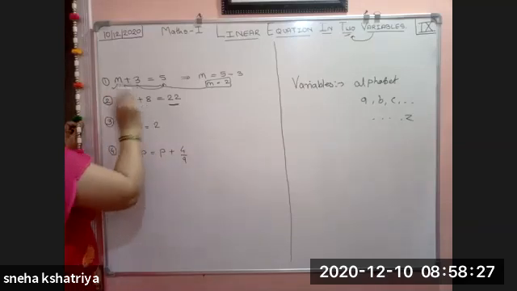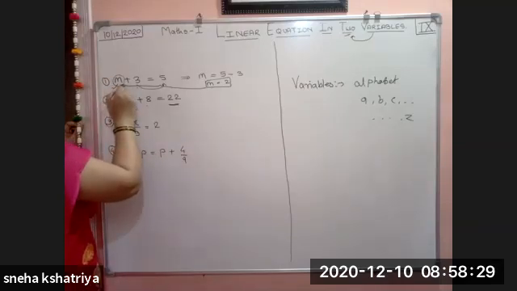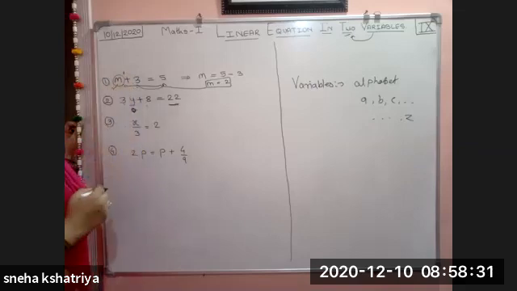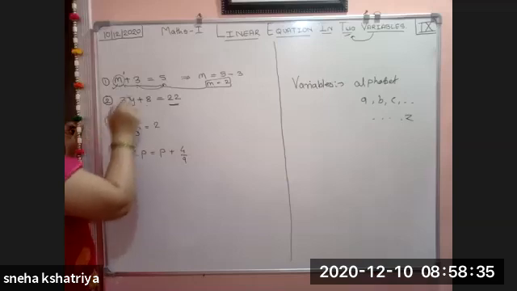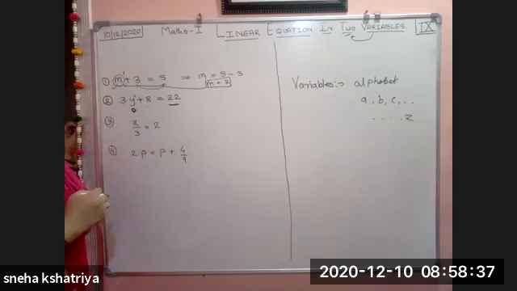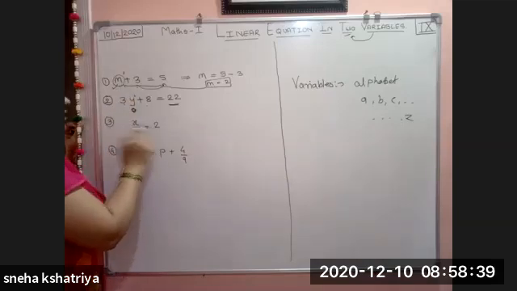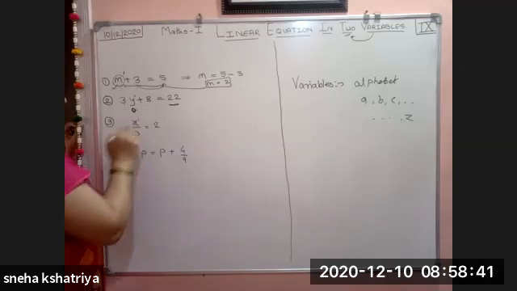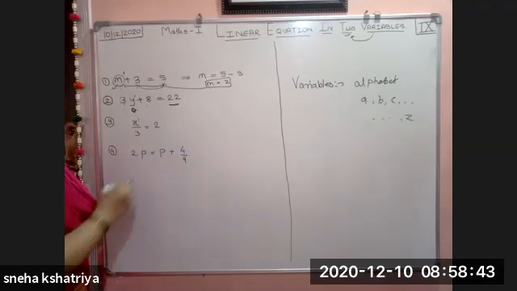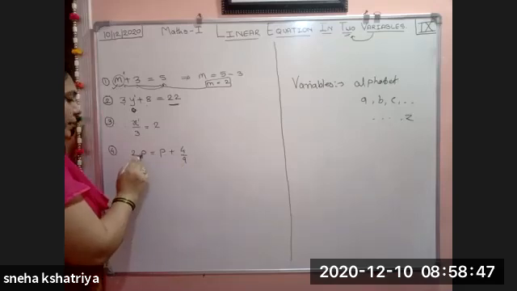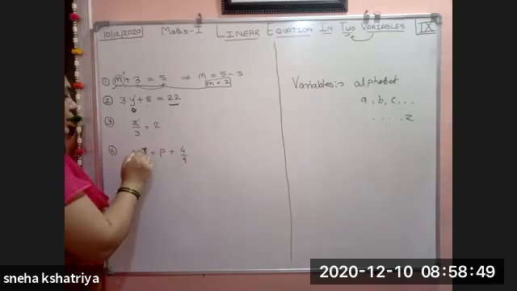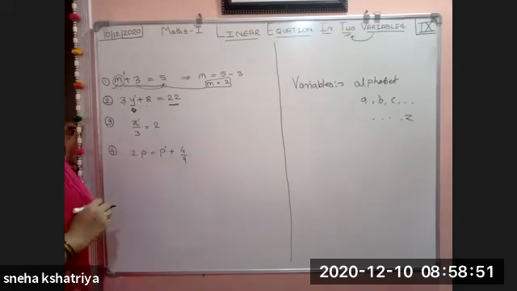See here, m plus 3. Here m is the variable whose power is 1. 3y plus 8. Here y is the variable, its power is 1. x upon 3 is equal to 2. x is the variable whose power is 1. Here also 2p is equal to p plus 4 upon 9. Again p is repeated two times here. The power is also 1.